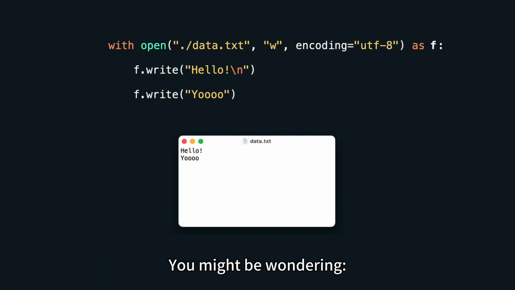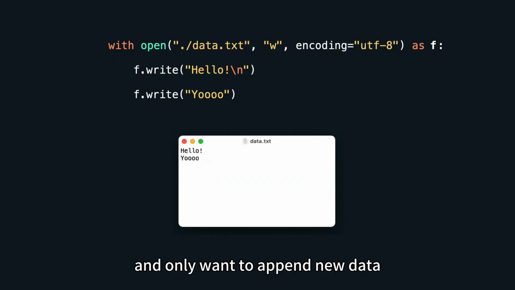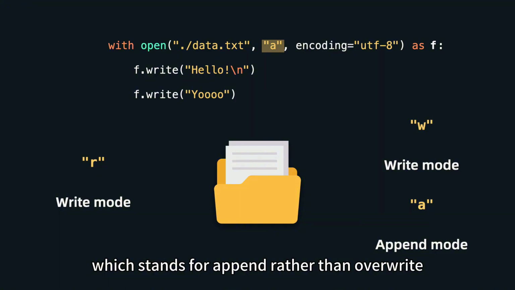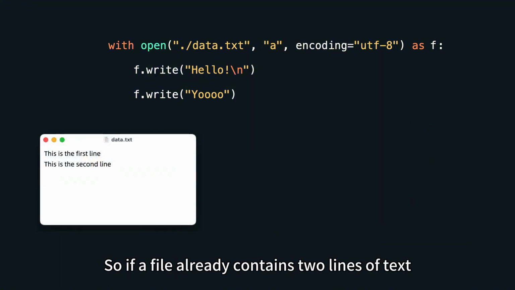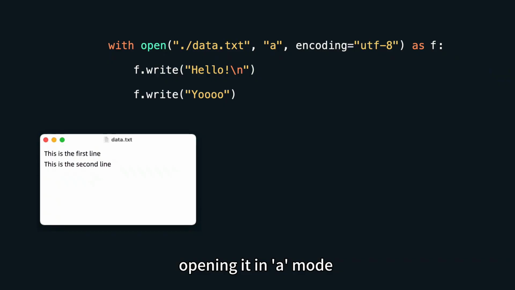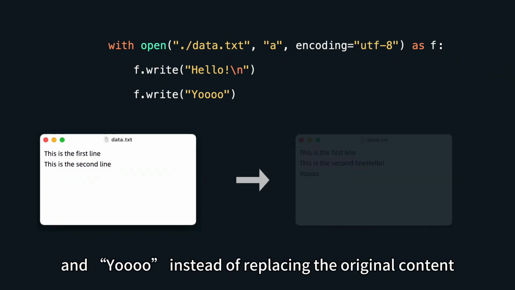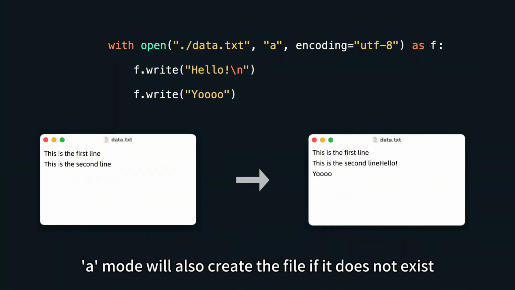You might be wondering, what if I don't want to clear the original content and only want to append new data? In that case, you shouldn't use "w" mode. Instead, use "a", which stands for append rather than overwrite. So if a file already contains 2 lines of text, opening it in "a" mode and calling write twice will append "hello" and "Lily" instead of replacing the original content. Just like "w", "a" mode will also create the file if it does not exist.